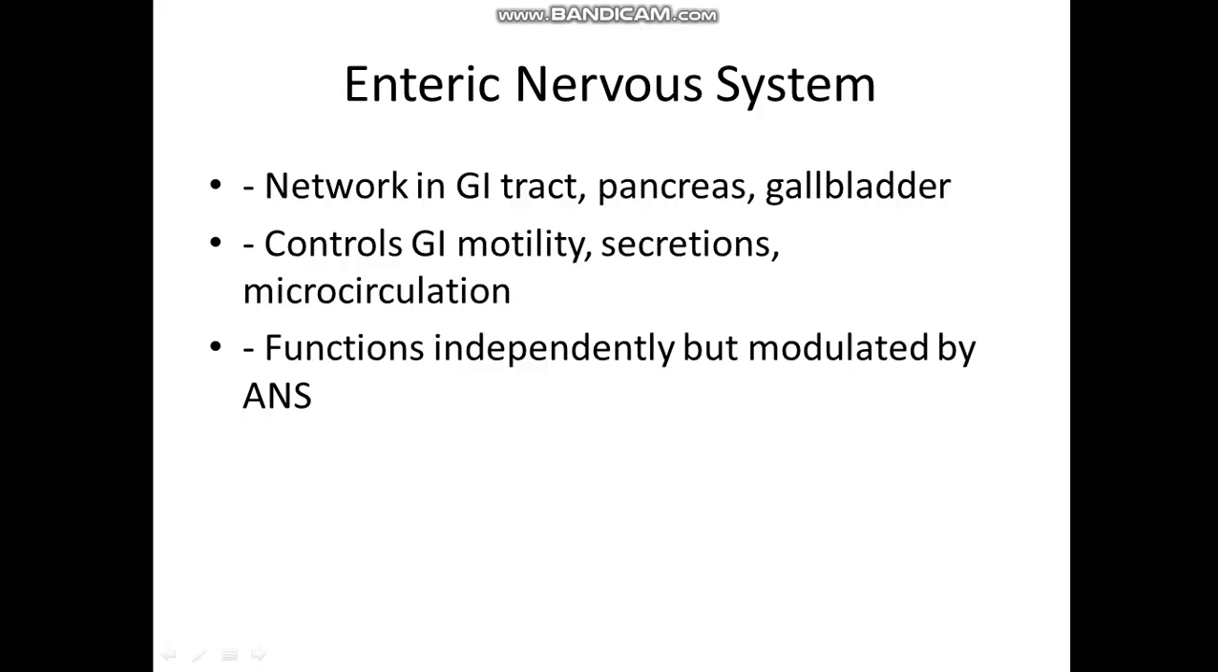So what are the functions involved in the enteric nervous system? To control the motility. Motility is important to carry the food from the mouth to the anus to expel the feces, and secretions to digest the food, for example the pancreatic juice secretion or the saliva secretion, and microcirculation, that is important to provide the nutrients to the GI tract as well, or the portal circulation as well. Then come the functions that I have already told you, that it is modulated by the autonomic nervous system, but it can also function independently.